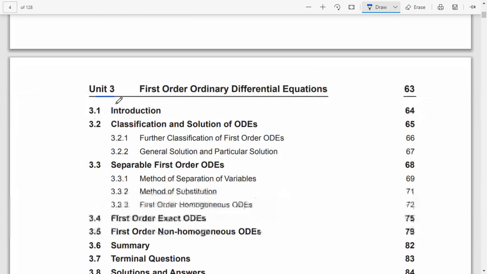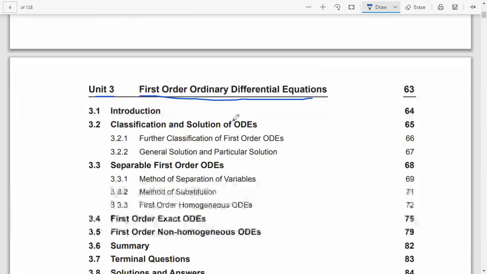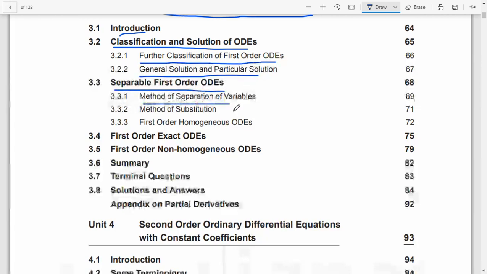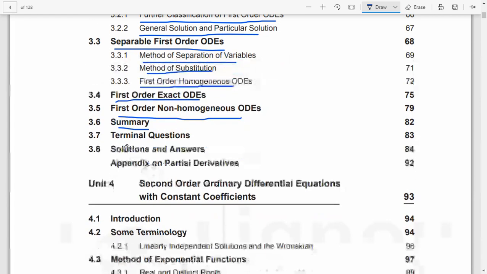Unit 3, First Order Ordinary Differential Equations, Introduction, Classification and Solution of ODEs, further classification of first order ODEs, general solution and particular solution, separable first order ODEs, method of separation of variables, method of substitution, first order homogeneous ODEs, first order exact ODEs, first order non-homogeneous ODEs, summary, terminal questions, solution and answer, appendix on partial derivatives.